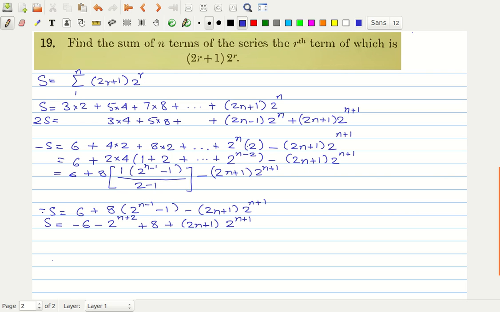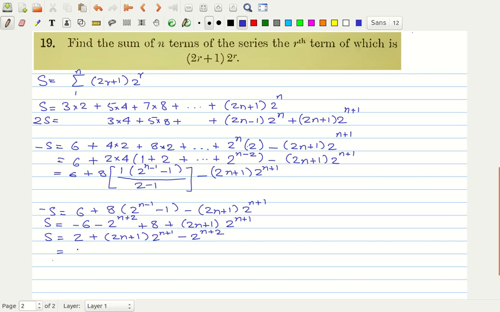What I've done is just multiplied minus 1 on both sides, so 6 becomes minus 6. This was 8 times 2 to power n minus 1, so now this becomes 8 minus 8 times 2 to power n minus 1, and this will actually be equal to minus 2 to the power n minus 2, and therefore f will be equal to finally 8 minus 6 is 2 plus 2n plus 1 2 to the power n plus 1 minus 2 to the power n plus 2.